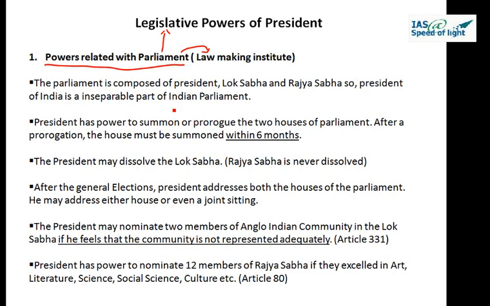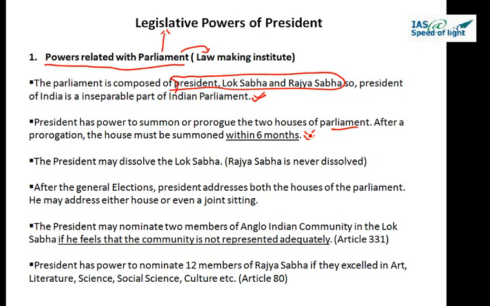Parliament is composed of the President, Lok Sabha and Rajya Sabha. This is given in the Constitution, and we will also study it once we go to the Parliament section. So the President of India is an inseparable part of the Indian Parliament. The President has the power to summon or prorogue the two houses of Parliament. After prorogation, the House must be summoned within 6 months. So these are important facts which we'll study in the Parliament part also.